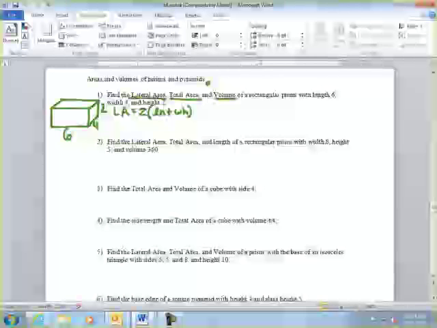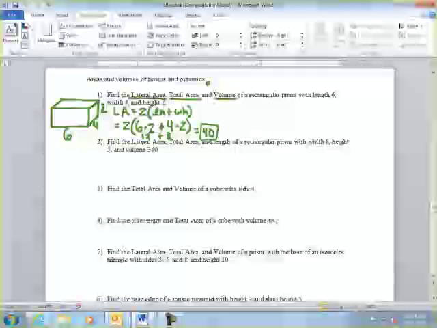So we can just plug our numbers in here. We've got 2. The length is 6. The height is 2. The width is 4. The height is 2. Order of operations says that we need to work within the parentheses first, and in those parentheses multiply first. So that's 12 plus 8, which is 20, times 2 gives 40, so a lateral area of 40. That's the area around the sides of the figure.